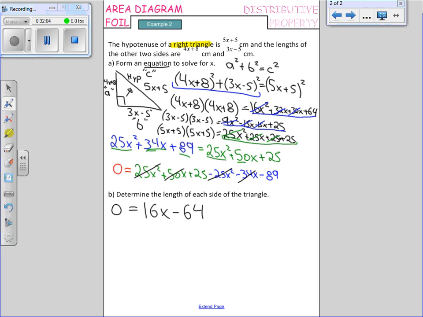You have to move the 64 to the other side and then divide it by 16. So watch, we're going to move that 64 to where the 0 is. So it's going to become 64 is equal to 16x. But we don't want to solve for 16 x's. We want to just solve for 1x. So you divide both sides by 16. So 64 divided by 16 is equal to x. This is all algebra, and they expect you to know this stuff as review from grade 9.